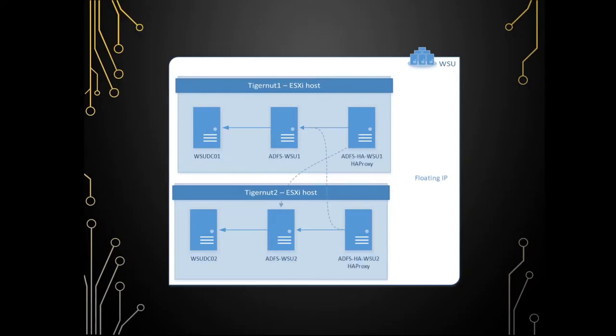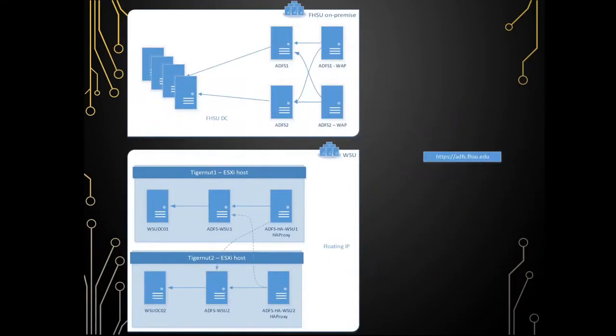So, we ended up with 2 HAProxy servers with floating IPs using VRRP and Keepalived. That at least gave us some kind of HA on our WSU cluster for ADFS. Then the question becomes, what do we do with the adfs.fhsu.edu domain name? We had to use some kind of load balancer. The question is where to put it.